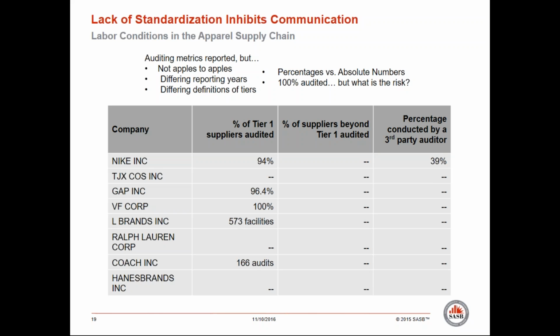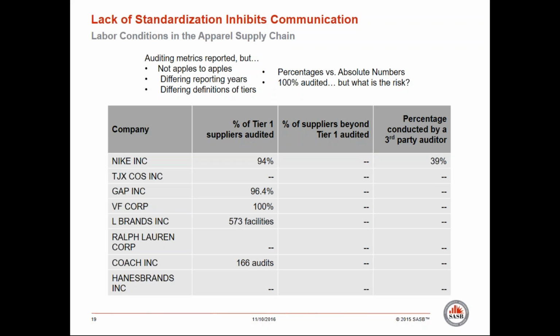So I took a look at what different companies are reporting on auditing and what their performance is on SASB's metrics: percentage of Tier 1 suppliers audited, percentage of suppliers beyond Tier 1 audited, and then percentage conducted by a third-party auditor.